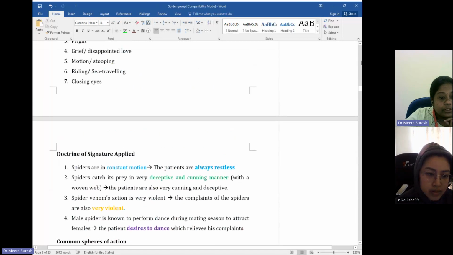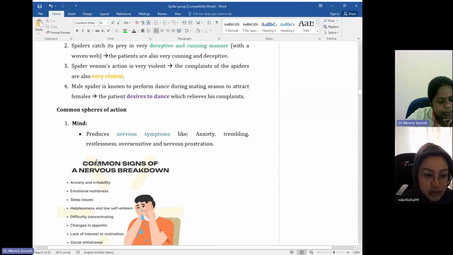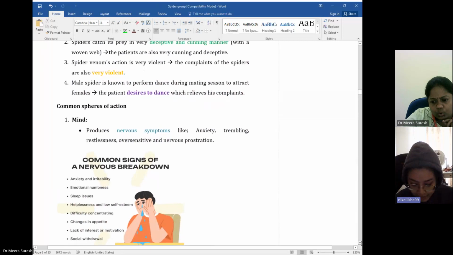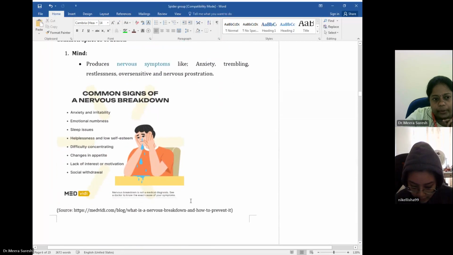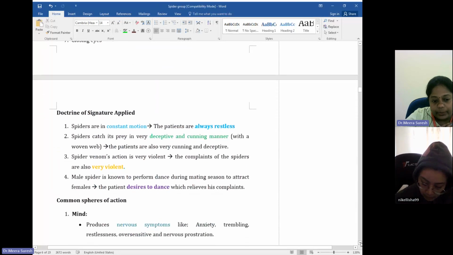But before that, we have something, right? I think we did the doctrine of signature. Then we reach the common spheres of action. Maybe mind also, did we do? We did until the picture. Okay, yeah. So here we have the common spheres, their action in the mental sphere.